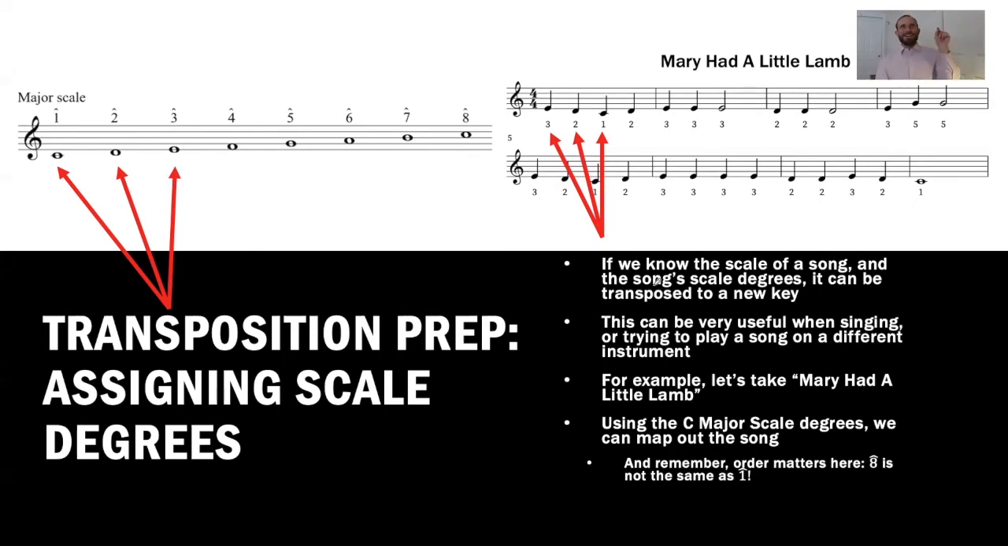But now you've got 3, 2, 1, 2, 3, 3, 3, 2, 2, 2, 3, 5, 5, 3, 2, 1, 2, 3, 3, 3, 3, 2, 2, 3, 2, 1. That's Mary Had a Little Lamb, sung with the lyrics of scale degrees. Now let's put this into the key of G. Let's go to Noteflight and I'll show you how this is going to work.